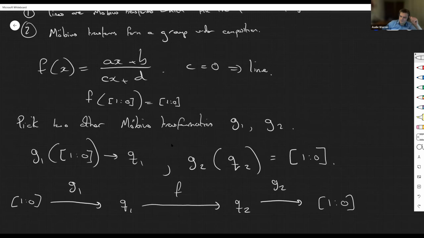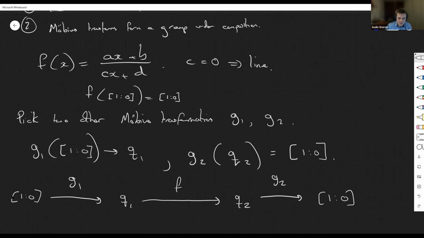And what do we see? Well, if we chain these together, we're now looking at the composition of doing G1, then doing f, and then doing G2. What happens to the point at infinity with this composition? Well, first off, by definition of G1, the point at infinity gets sent to Q1. Then we apply f, which we know sends Q1 to Q2. Then we can apply G2, which is going to send Q2 back to the point at infinity. Okay?